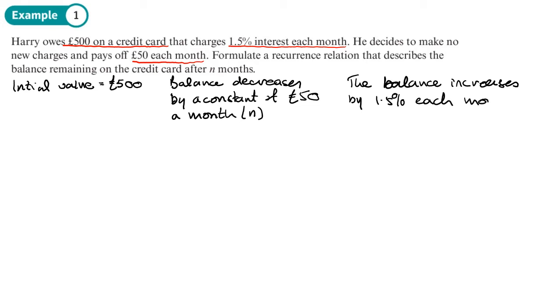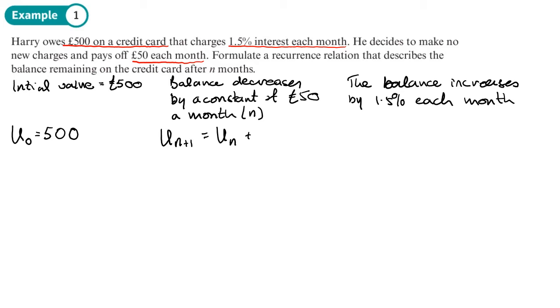And what we need to do is to formulate a recurrence relation. Well, the first thing I can see is that the initial value is 500. So I can write down that U0 equals 500. So we're assuming that we're working in pounds here. And if I'm turning all of this information into a formula, I would say the balance in the next month is going to be the balance in the previous month plus this increase of 1.5%.